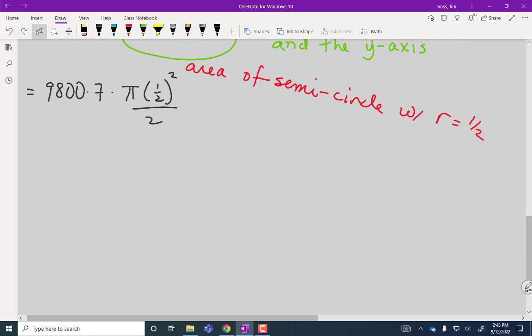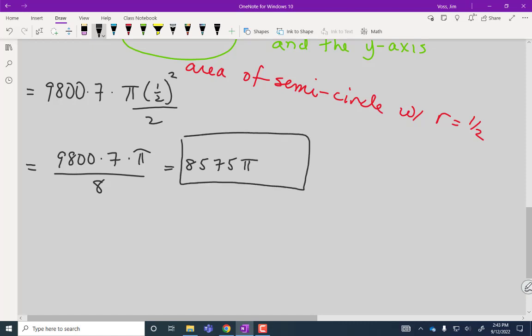And that is going to give us 1/4 times 2 is 1/8. So we're going to have 9800 times 7 times pi, all divided by 8. And whatever that gives us, that'll be our force. So it's 8575 pi. Units.